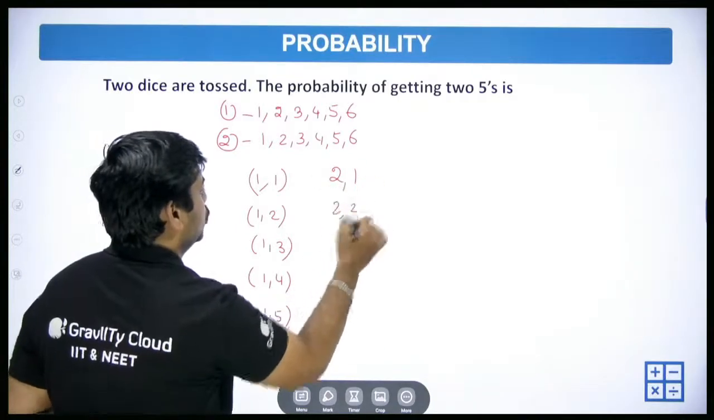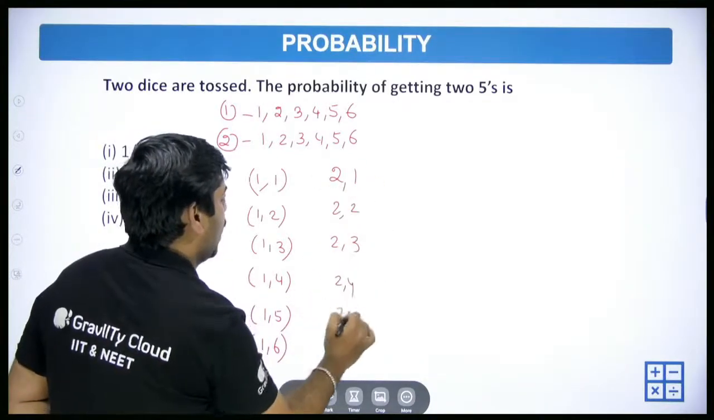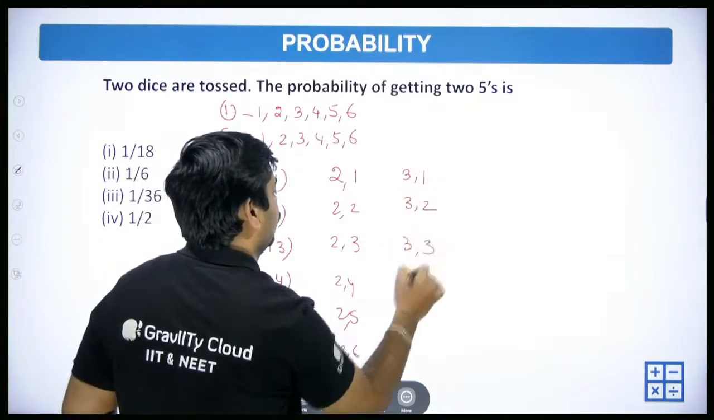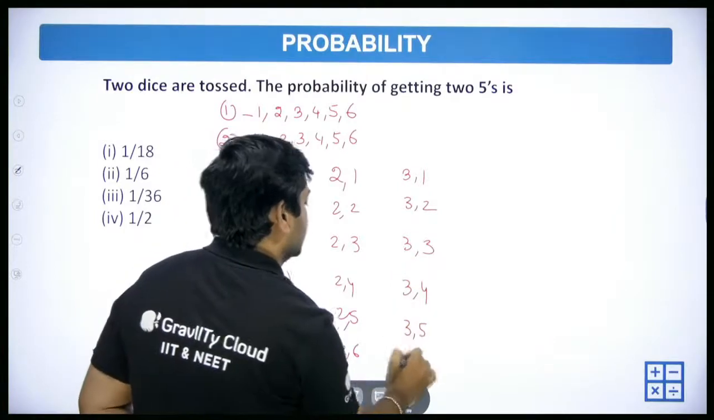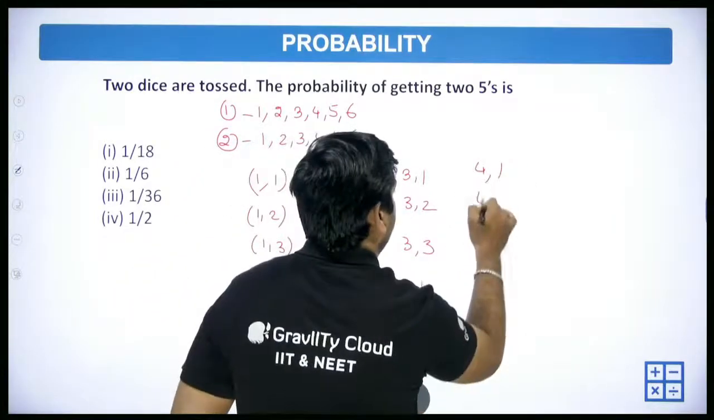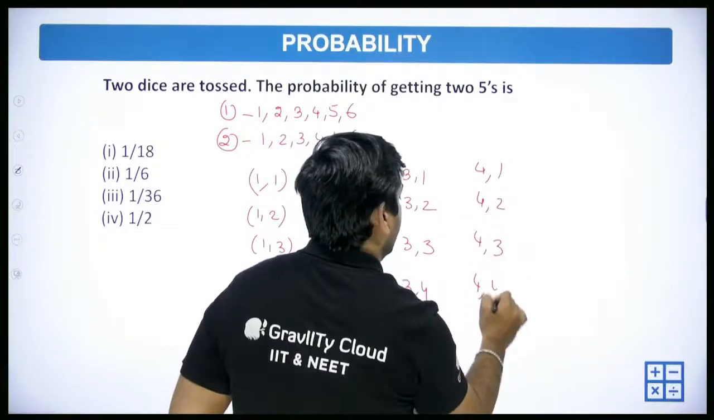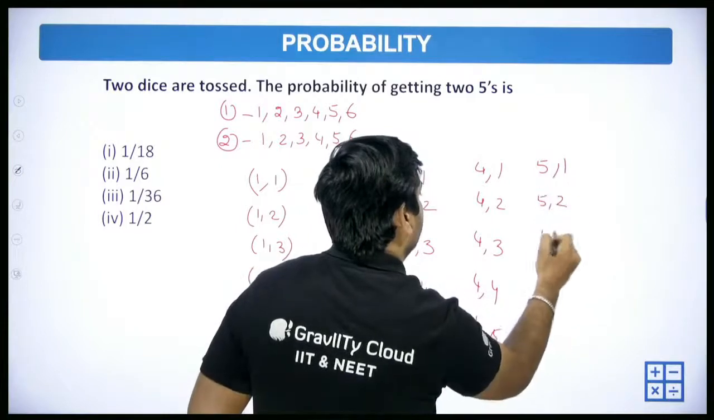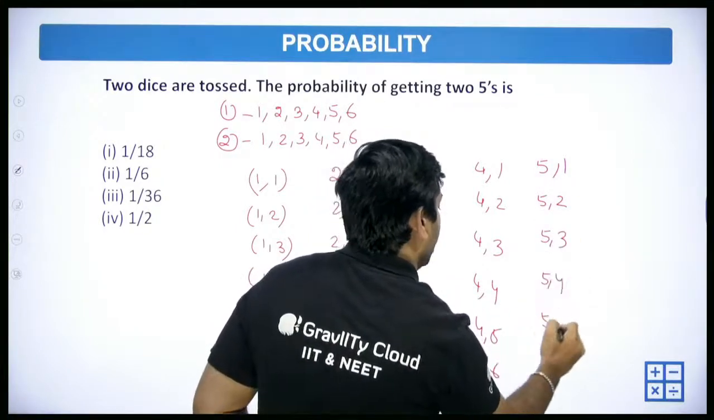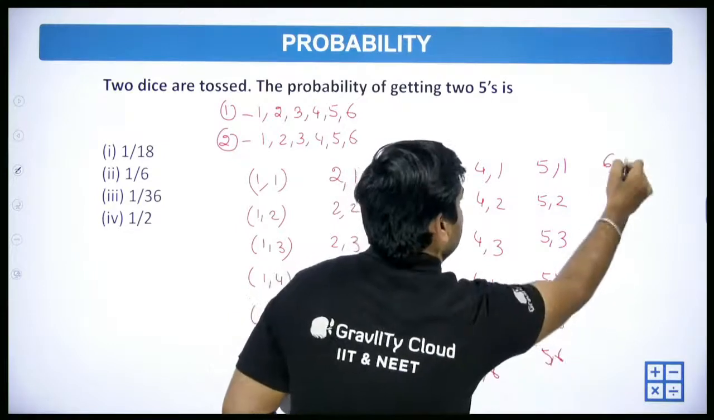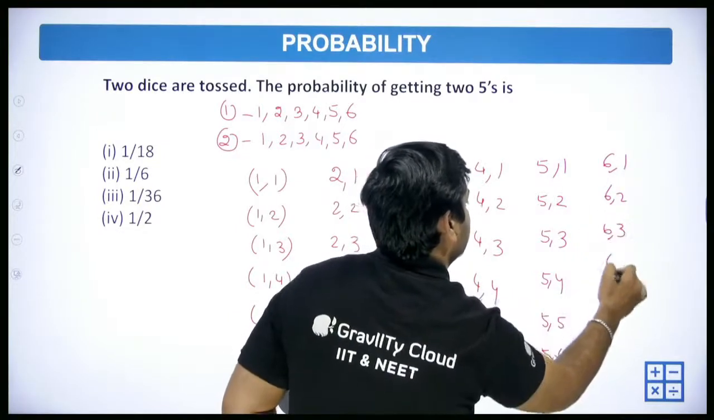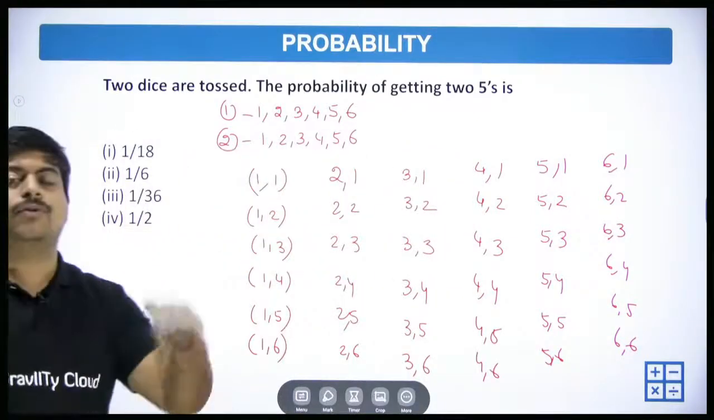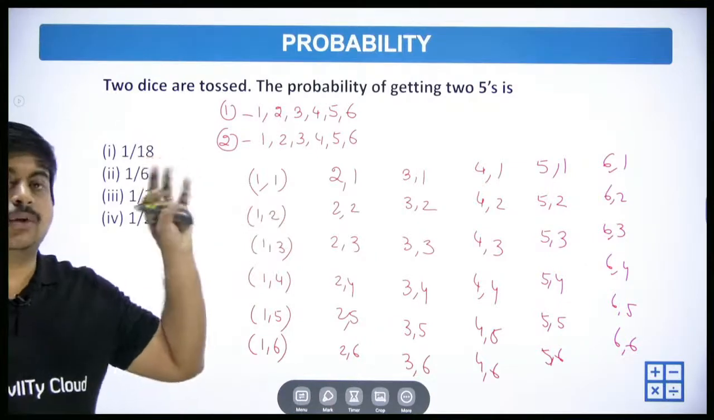2 1, 2 2, 2 3, 2 4, 2 5 and 2 6. 3 1, 3 2, 3 3, 3 4, 3 5 and 3 6. Next 4 1, 4 2, 4 3, 4 4, 4 5 and 4 6. 5 1, 5 2, 5 3, 5 4, 5 5 and 5 6, and then we are left with 6 1, 6 2, 6 3, 6 4, 6 5 and 6 6. So these are the total possible 36 outcomes when we are throwing a die 2 times.